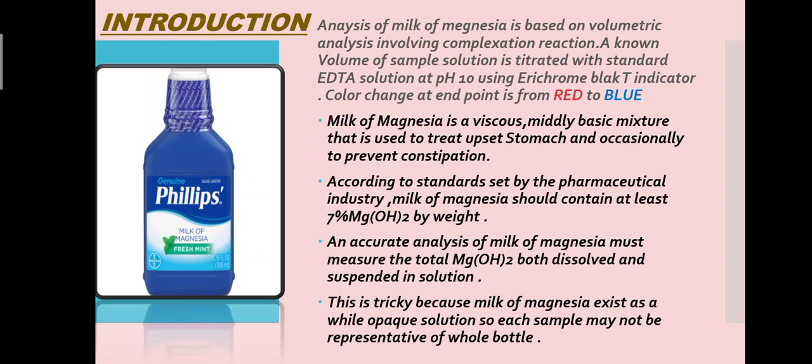Milk of magnesia is a viscous, mildly basic mixture that is used to treat upset stomach and to prevent constipation. According to standards set by the pharmaceutical industry, milk of magnesia should contain at least 7% magnesium hydroxide by weight. An accurate analysis of milk of magnesia must measure the total magnesium hydroxide, both dissolved and suspended in solution. This is tricky because milk of magnesia exists as a white opaque solution, so each sample may not be representative of the whole bottle.